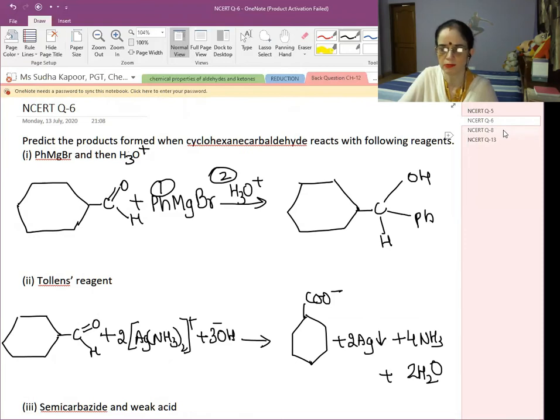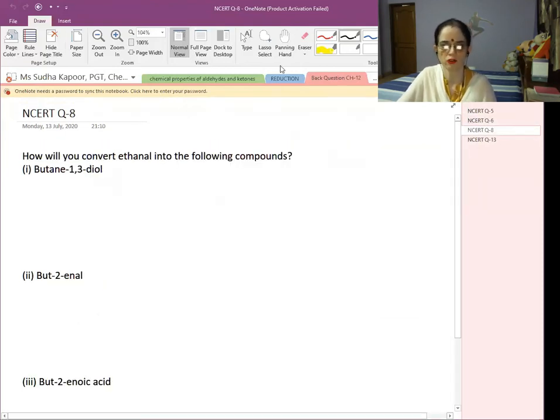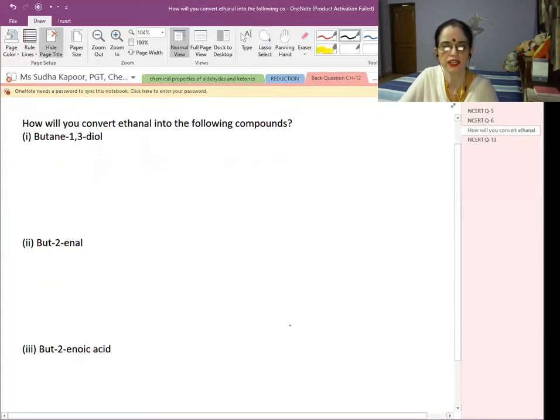So now it's the time to do NCERT question number 8, which is also a very important question. How will you convert ethanol into the following compounds? The first is butane 1,3-diol. So dear student, in butane 1,3-diol, we are getting the 2 carbon converted into 4 carbon.